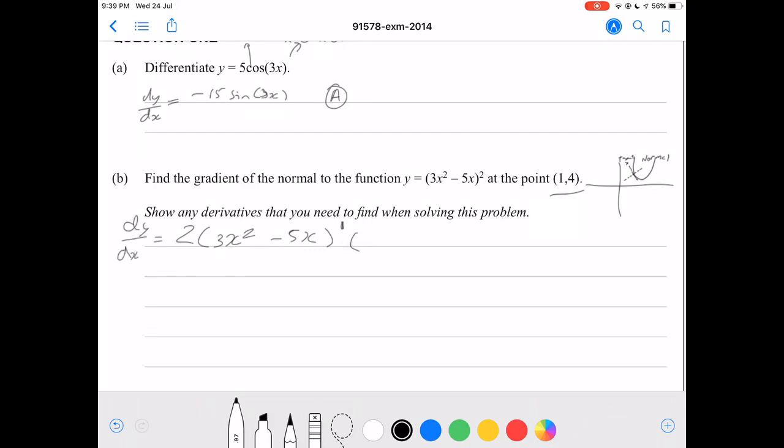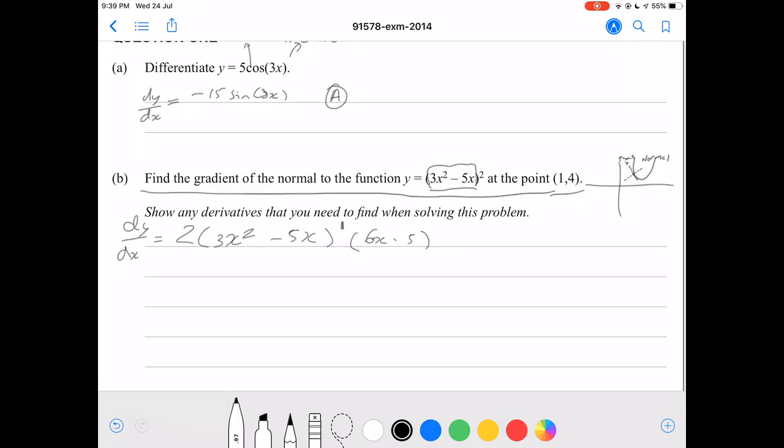And we also need to multiply by the derivative of the inner function. The inner function is the function that's inside the brackets. So the derivative of 3x squared minus 5x is 6x minus 5. So that's our derivative.